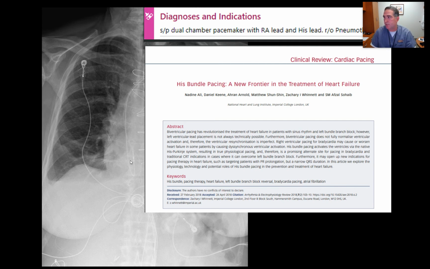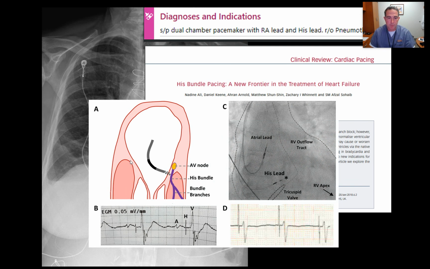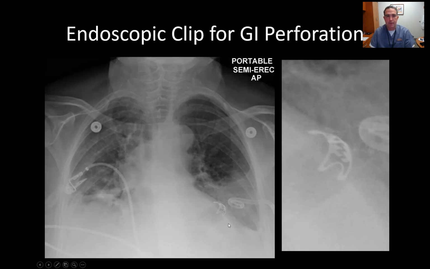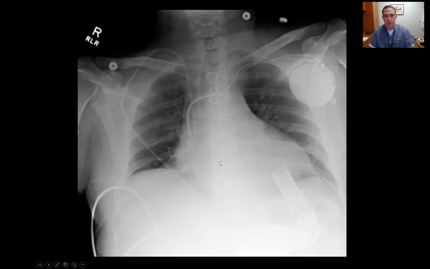We're lucky to have a lot of integrated medical record where we can look these things up. So that was okay. This is a clip for a GI perforation. I just hadn't seen that before. It looks kind of scary, so I didn't know what that was. I put that in here.